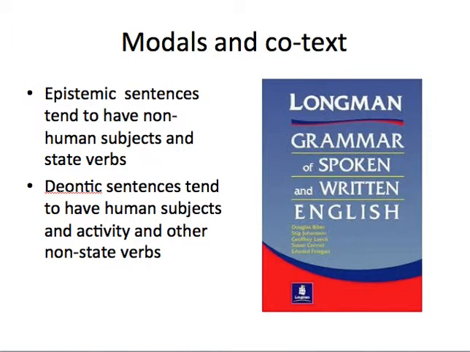With deontic sentences, because they're talking about people and norms and duties, they tend to have human subjects and tend to have activity and other non-state verbs. Okay, you must do your homework. You, of course, a person, a human subject, and do your homework, activity verb. Those are just general statements, of course.